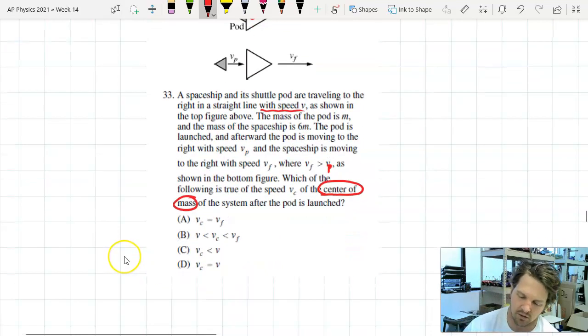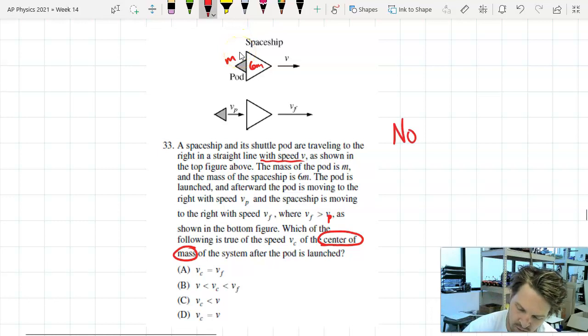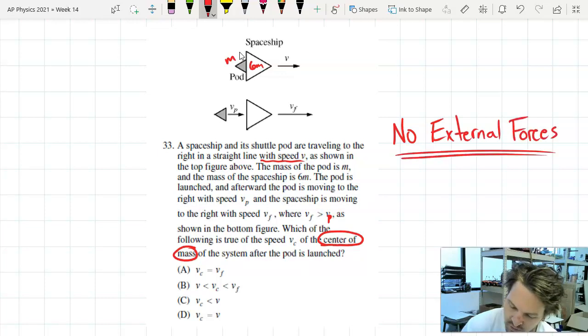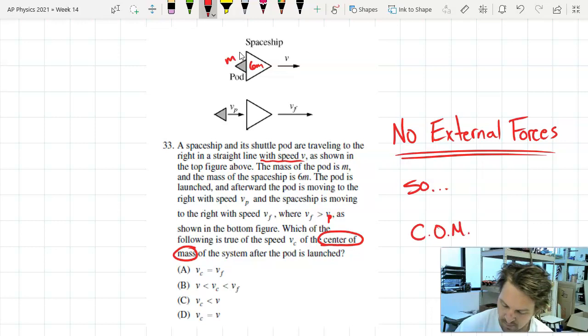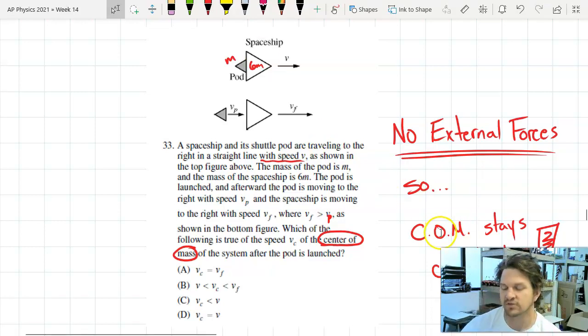Now remember, there's no like meteor coming and hitting the spaceship. There's no external forces. Why do we care about that? Because almost every center of mass problem has this setup. No external forces. So if there's no external forces acting on your system, then the center of mass just stays the exact same. It keeps doing what it was doing.